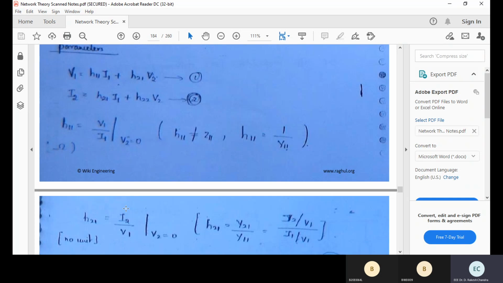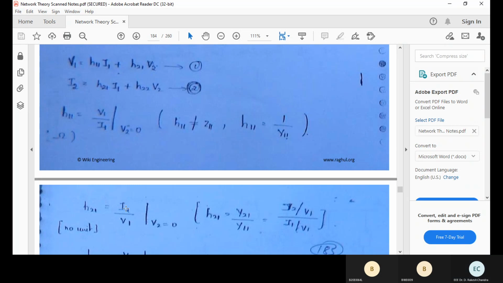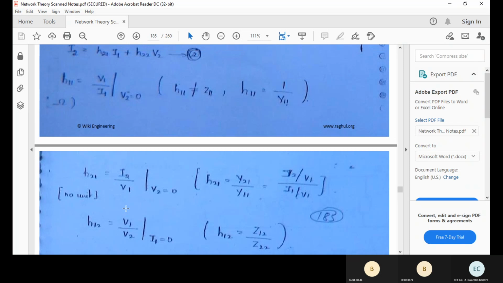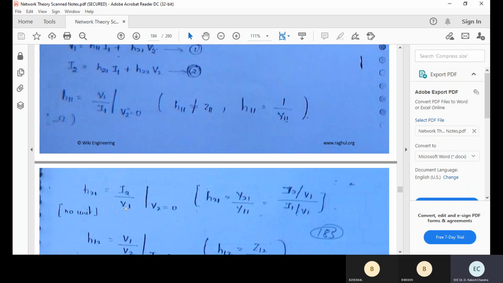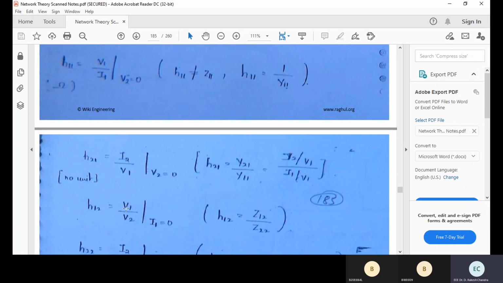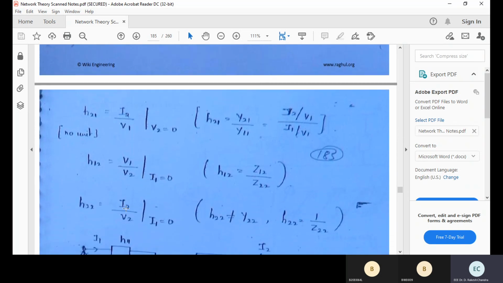If you want to find H11, it is V1 by I1 provided V2 is equal to 0. H21 means I2 by I1, and at that time you also make V2 equal to 0. H12 means V1 by V2, and H22 means I2 by V2. For these you have to make I1 equal to 0.